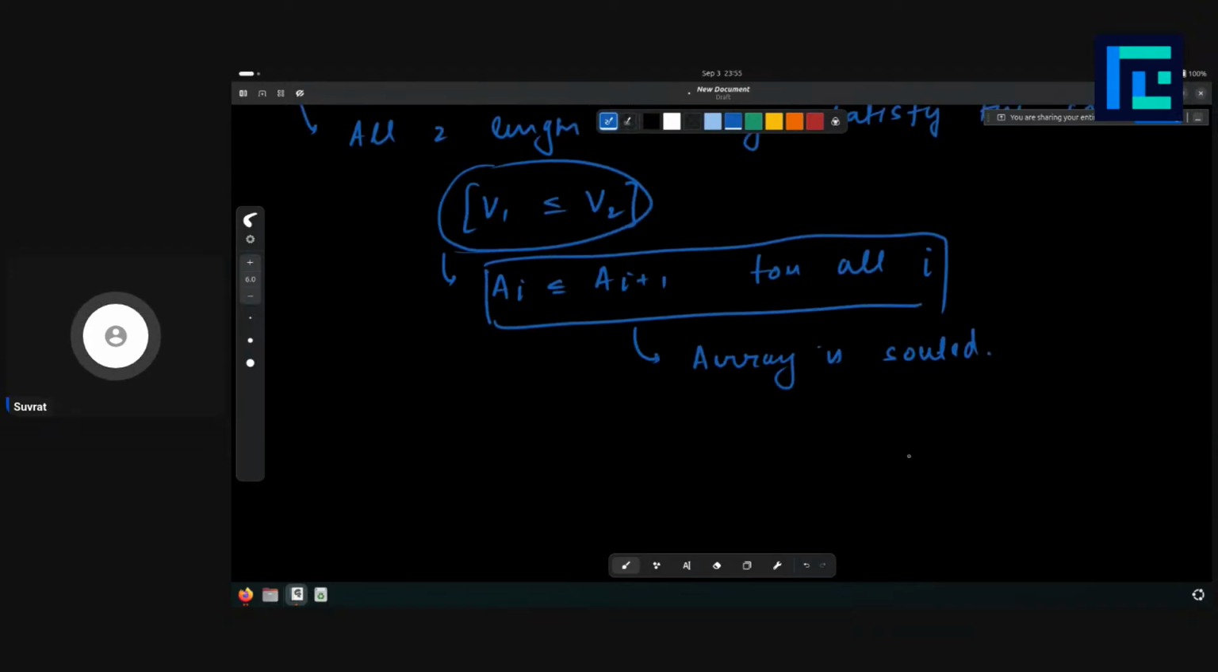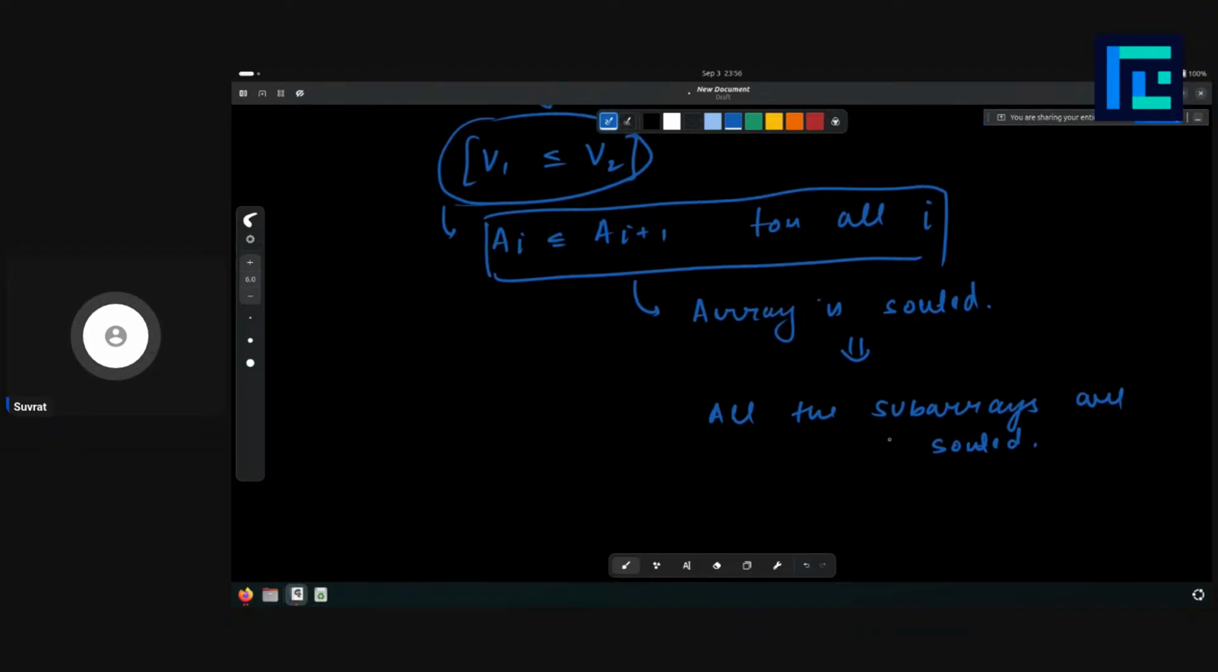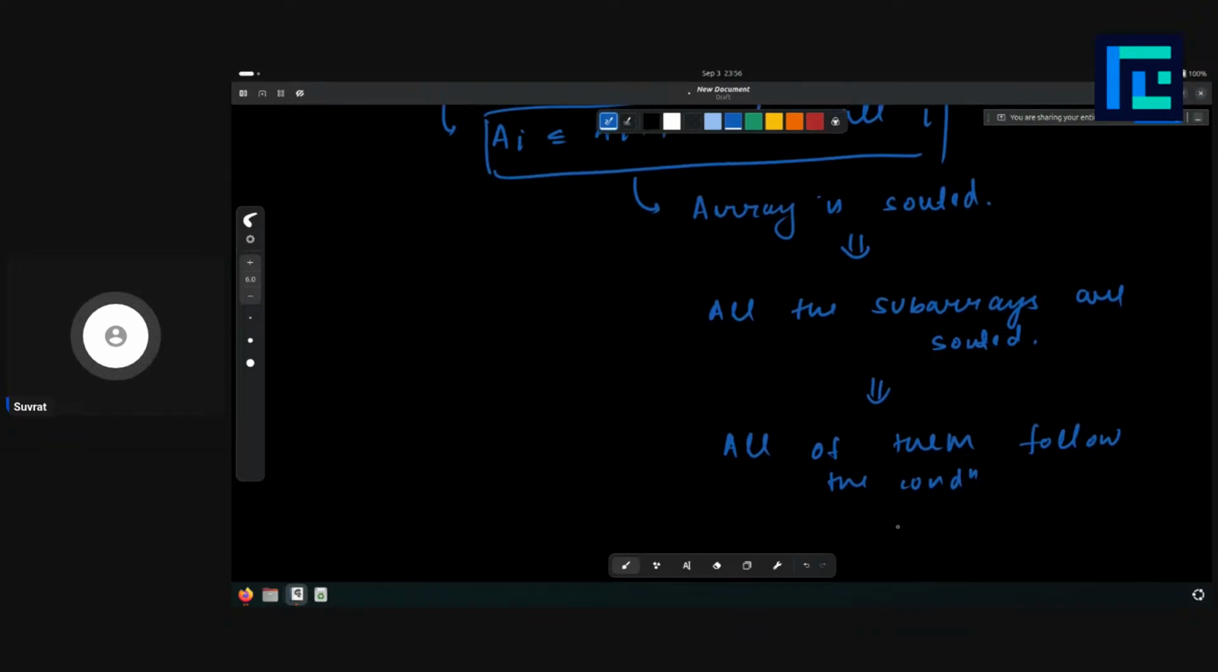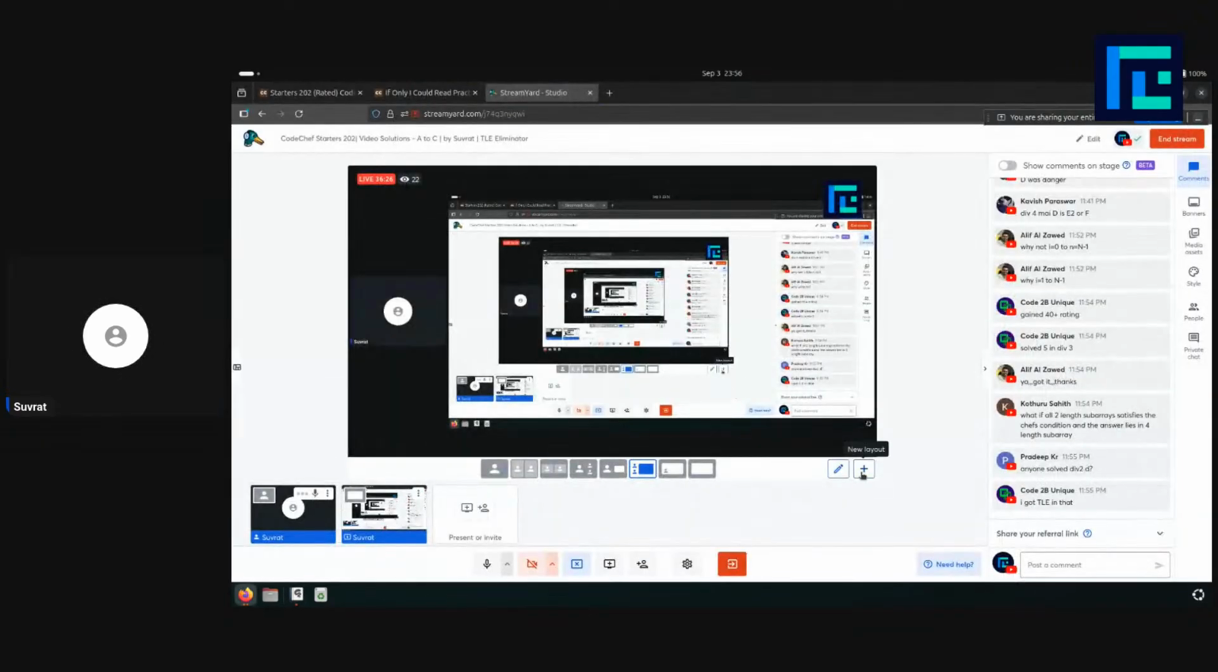And if the array is sorted, then that means all the subarrays are sorted. And if all the subarrays are sorted, then all of them follow the chef's condition. So basically, the answer would be -1. Did you get it now? Why only checking for two length subarrays would give us the answer?